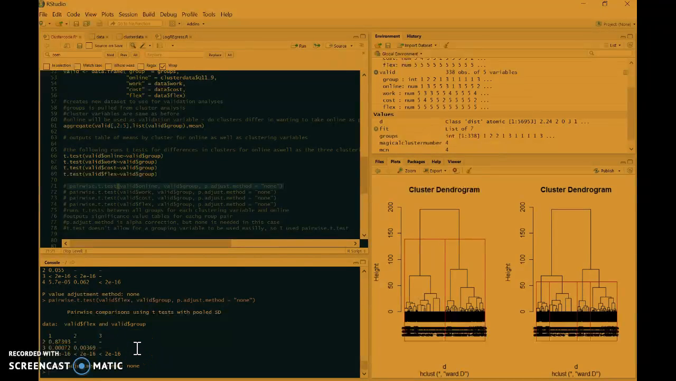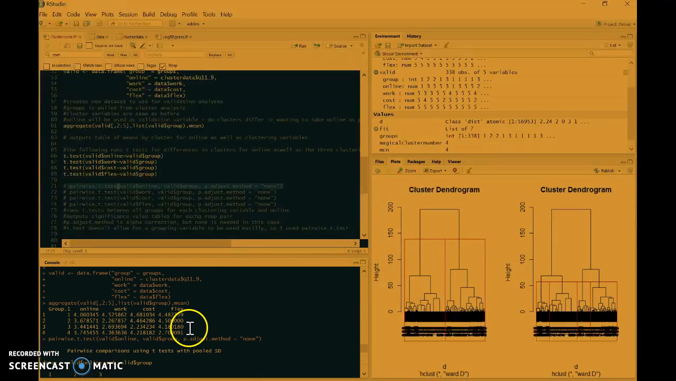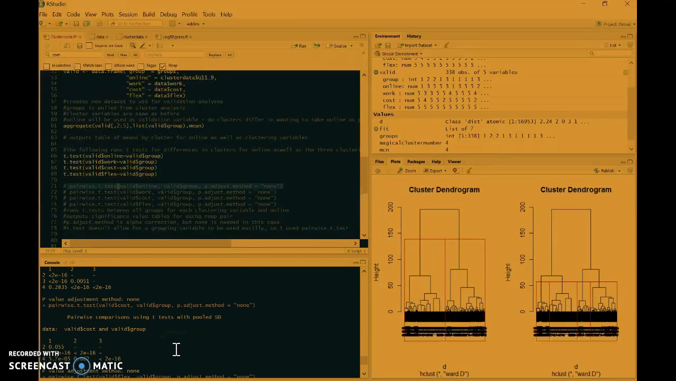And then flexibility is kind of interesting to see because it didn't look like there was much difference when you're just eyeballing it in the means. It looked like this one was the only one that was low, and these are all relatively high, but statistically speaking, the only ones that weren't different were 1 and 2. So that was interesting to look at, but yeah, just wanted to show that.